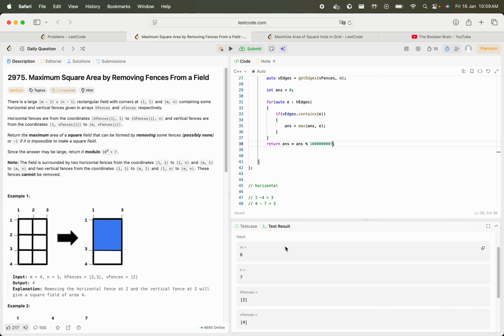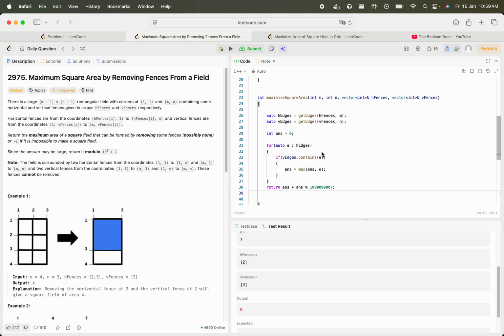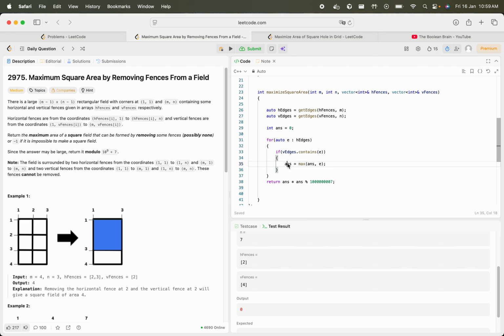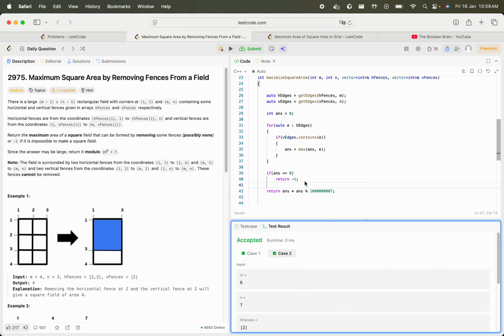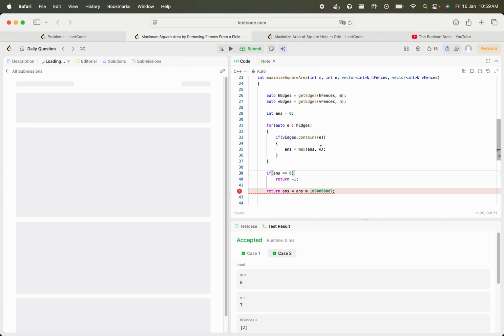Yeah, it's passing, but one more is failing. Oh, okay, okay. So another base condition: if in the answer I do not find any common, right? If answer is exactly equal to 0, I simply need to return minus 1. Okay, let's try to run this. So these are some corner critical cases which we have to be a little extra careful about whenever we are writing the code.